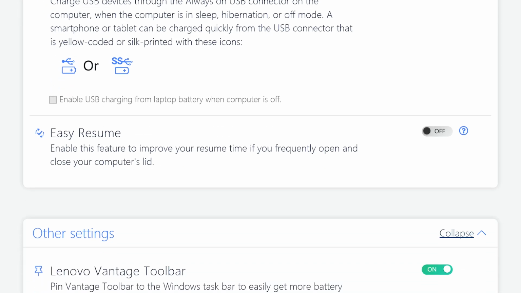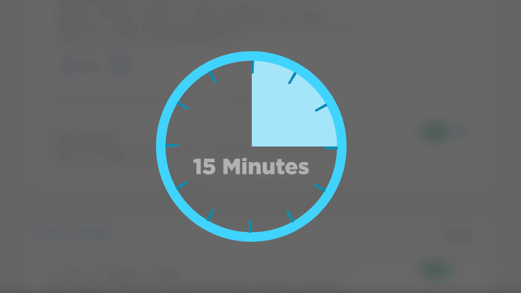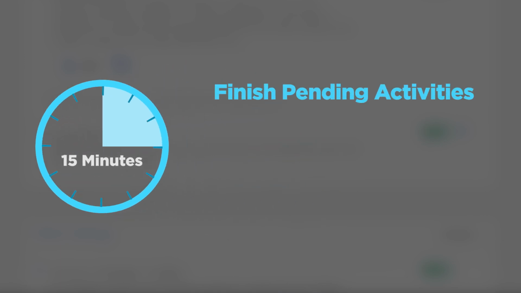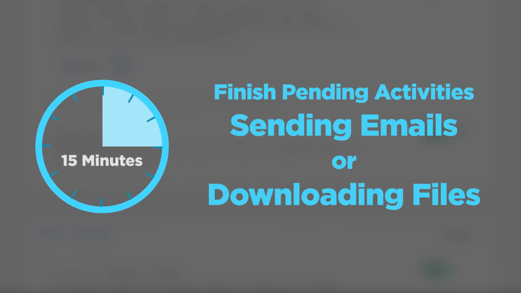Easy Resume improves your resume time if you frequently open and close your computer's lid. When enabled, your computer will enter low power mode when you close its lid, and it will resume instantly if you reopen your lid within 15 minutes of closing it. This feature also allows your notebook to attempt to finish pending activities such as sending emails or downloading files before the system goes into sleep mode.